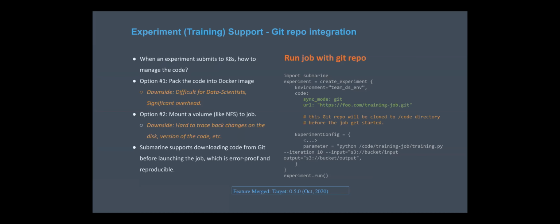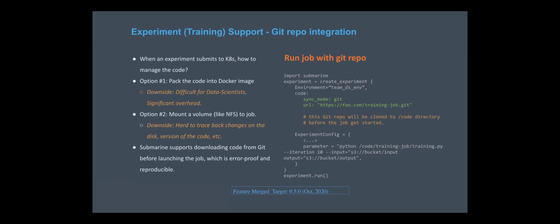The downside is it is pretty difficult for data scientists to build Docker images. This also increases overhead, because it will easily cause a lot of duplicated Docker images in the Docker repo, and it could easily overload the Docker repository.